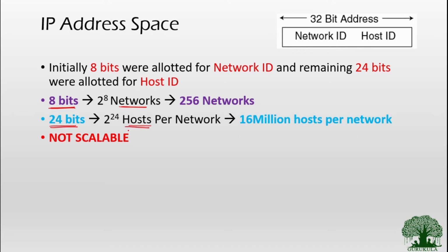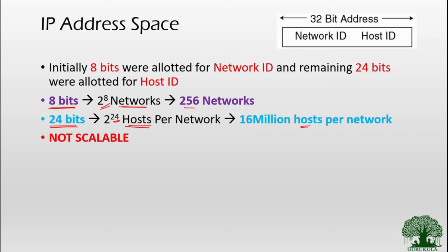If this is the case, then what could be the maximum possible number of networks that we can create? Since I have 8 bits, you can have 2 to the power of 8 networks, which is approximately 256 networks that I can create. And with 24 bits representing the host part, I can have 2 to the power of 24, so approximately 16 million hosts can be connected in one network. That is the total address space that we had in the IPv4 configuration, but unfortunately this was not scalable.